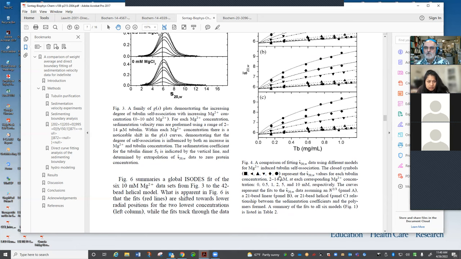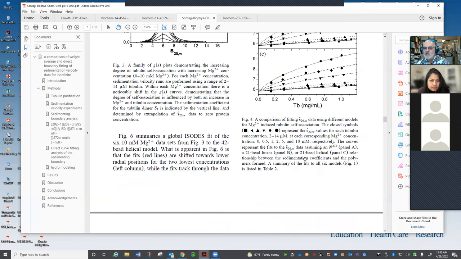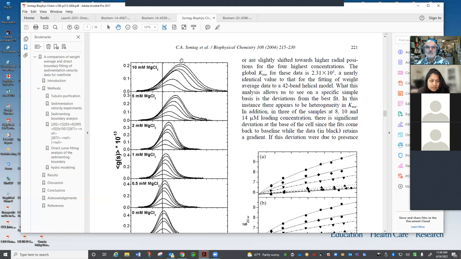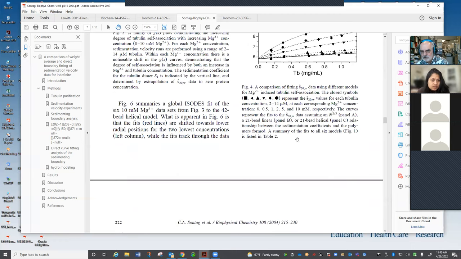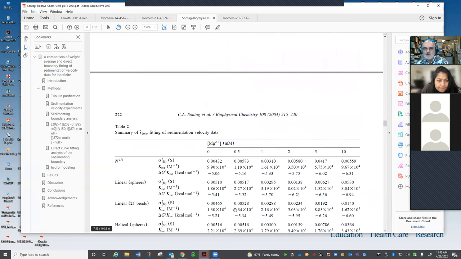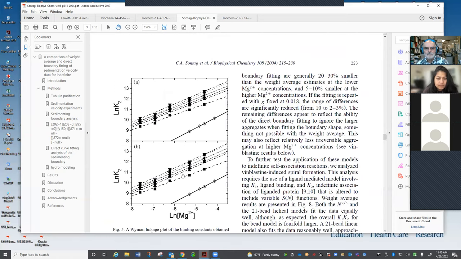So this is really low concentration, actually. Millimolar magnesium. This is only going from 2 to 14 micromolar. So these are all the initial parts of the curves, where you can see the average values are really only going out to about 8 or 10S as opposed to 40S, okay? But it's showing the methodology using the different sorts of models that you can come up with, okay?